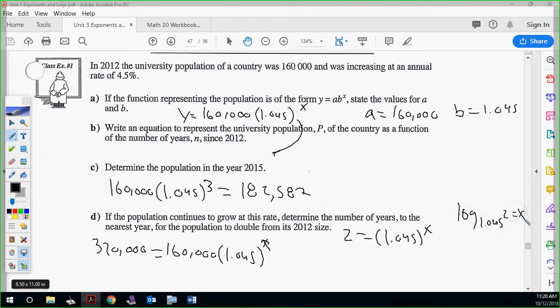And so that's what it is, right? Log base 1.045 of 2 equals x. And now we could do change of base. I won't write the change of base. We've seen that enough. It's log 2 over log 1.045. You're going to get 15.747. And so to the nearest year, you'd round up to 16 years. So in 16 years, it will be doubled. Always round up when you're talking about stuff like this.